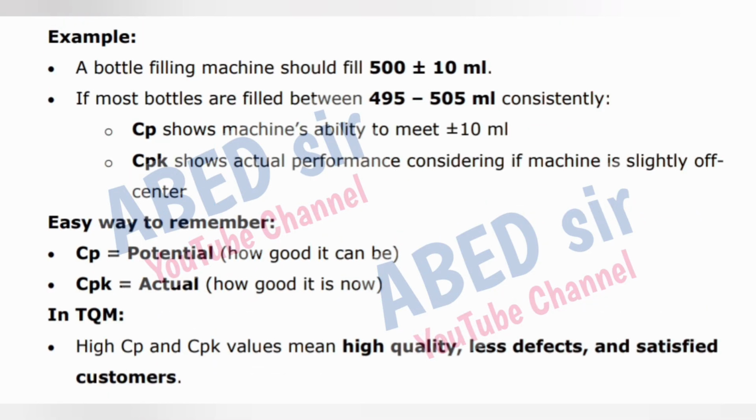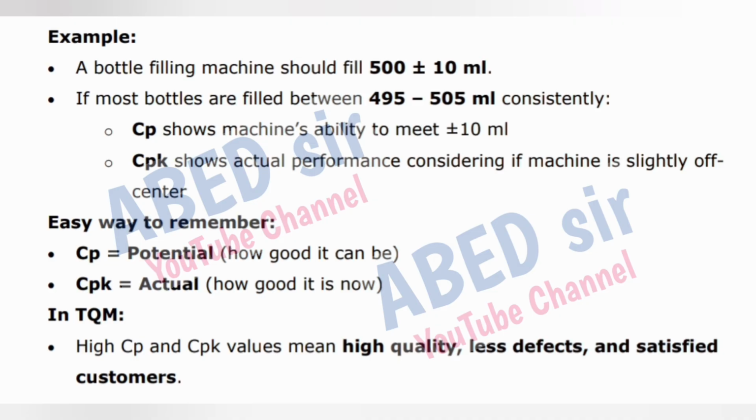Example: a bottle filling machine should fill 500 plus or minus 10 milliliters. If most bottles are filled between 495 to 505 ml consistently, CP shows the machine's ability to meet plus or minus 10 ml. CPK shows actual performance considering if the machine is slightly off-center.